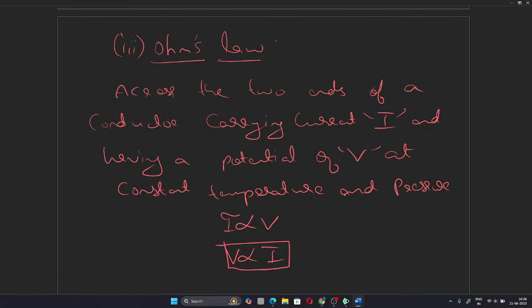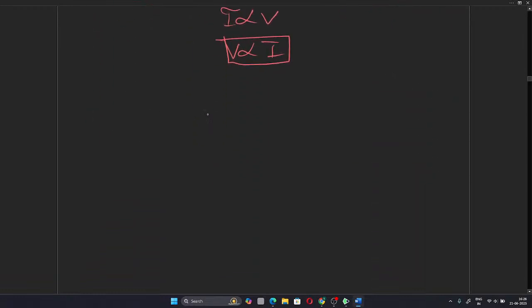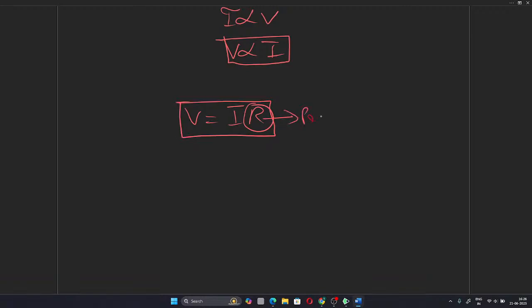This is a basic statement of Ohm's law, with V equals IR, where R is the proportionality constant, which we call resistance.